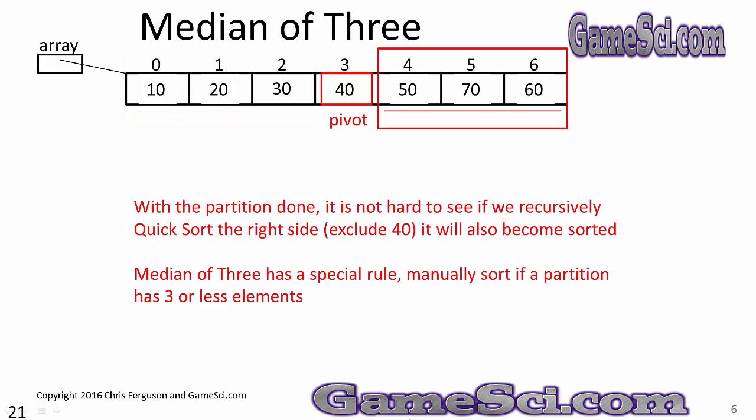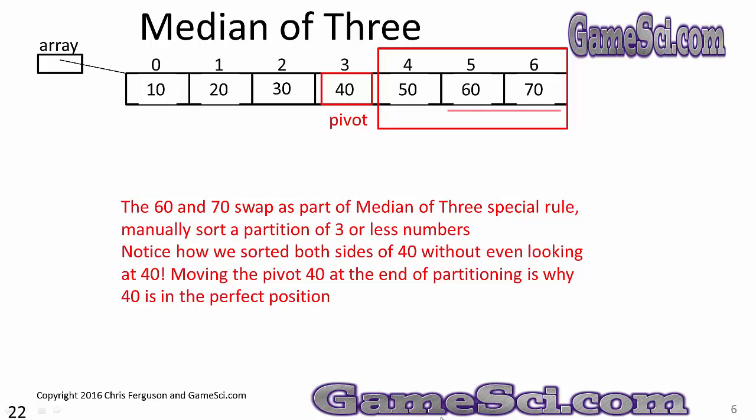With that partitioning done, it's not hard to see if we recursively quicksort the right side, once again excluding 40, it will also become sorted. Median 3 has this special rule that says manually sort when you're down to 3 or less elements. Let's manually sort these 3 numbers and see what happens. The 60 and 70 swap as part of the median of 3 special rule. Manually sort a partition of 3 or less numbers. Notice how we sorted both sides of 40 without even looking at 40.